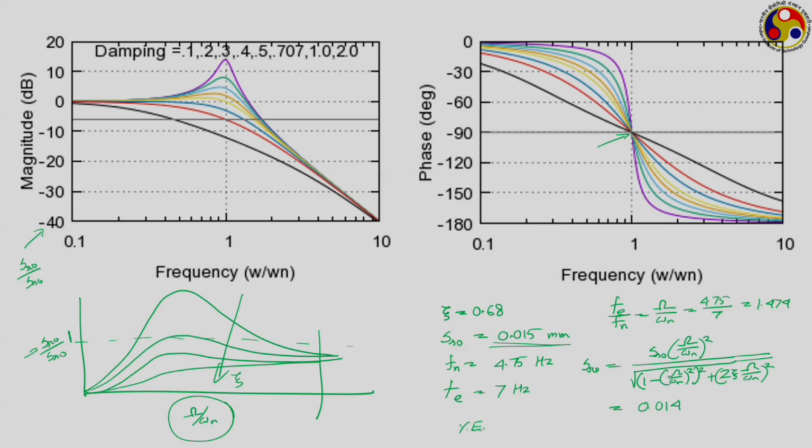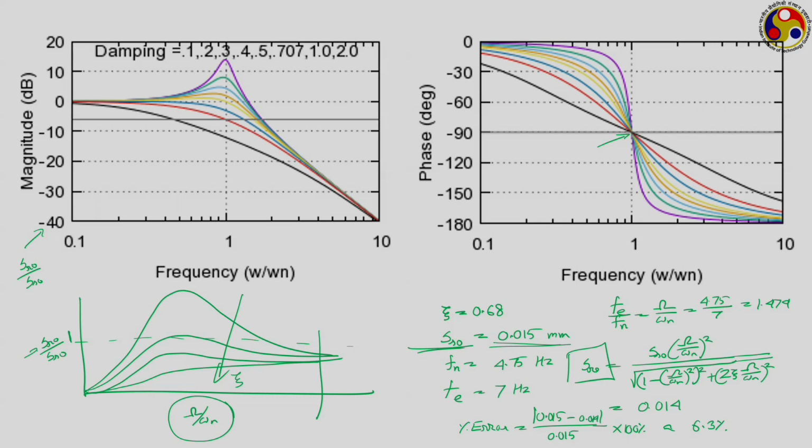So, percentage error, if we take this one to be the correct reading instead of this one, then the percentage error that is getting introduced is mod of 0.015 minus 0.014 divided by the true one, that is 0.015, into 100%. This will roughly come to around 6.3% approximately. So, about 6% error gets introduced, because we are taking the amplitude of this relative displacement to be equal to the amplitude of the true member displacement.